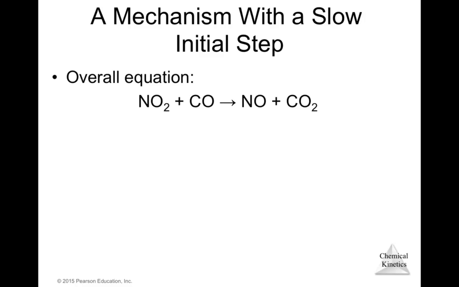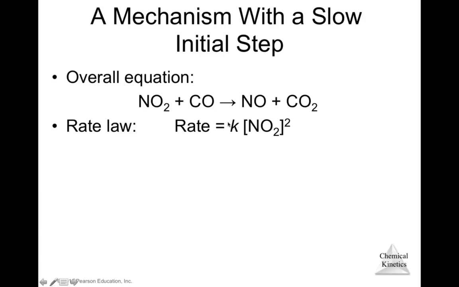We have this overall equation: NO2 plus CO producing NO plus CO2. And the rate law for this reaction is the following. The rate is equal to the rate constant times the concentration of NO2 squared. So let's take a few minutes to explain and highlight some things here. This is the overall reaction. These are the reactants, these are the products.